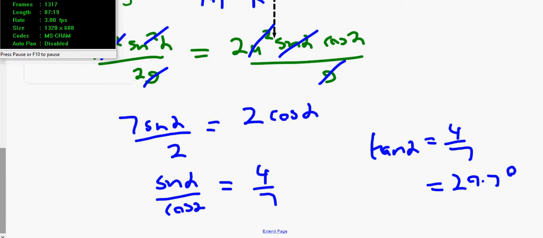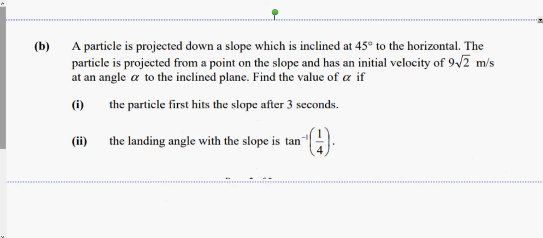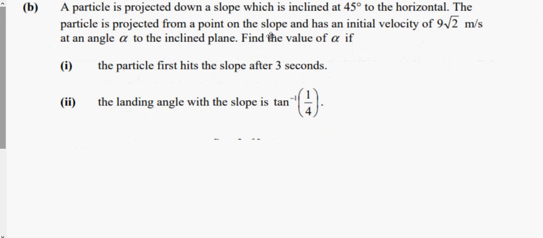Alright, let's move on. A particle is projected down a slope. Now, lads, unfortunately, most of you saw up a slope. A lot of you saw up a slope when it's clearly down a slope. So that means your equations were slightly off at the very beginning.